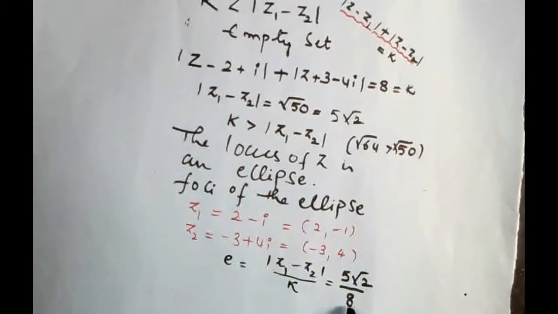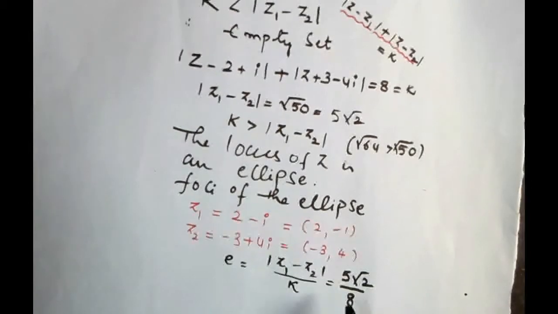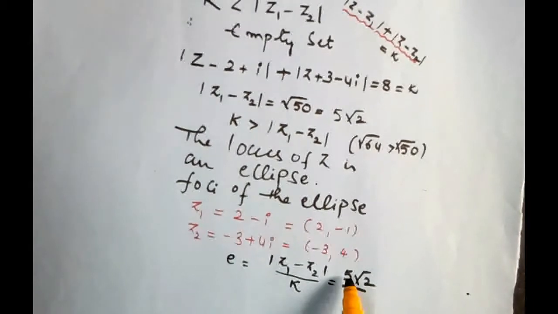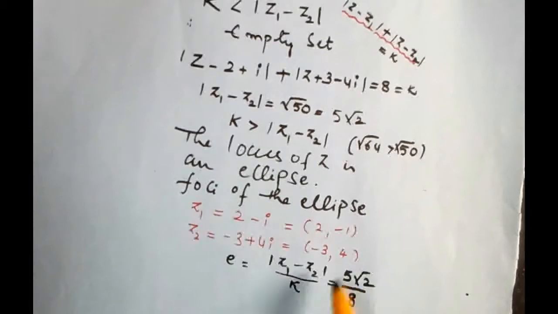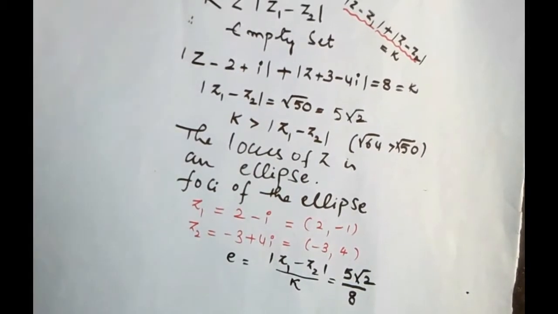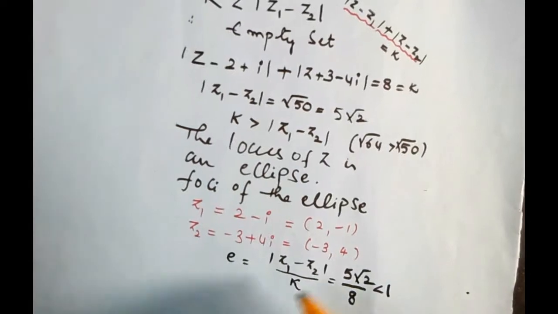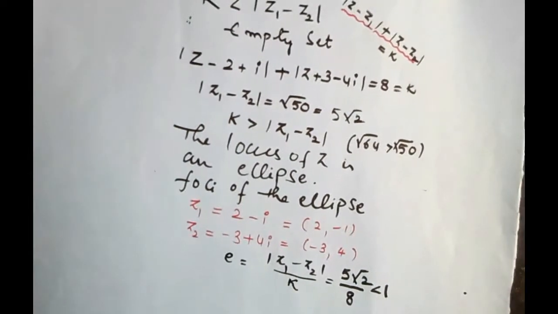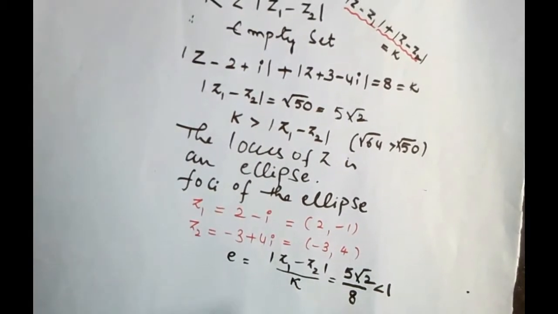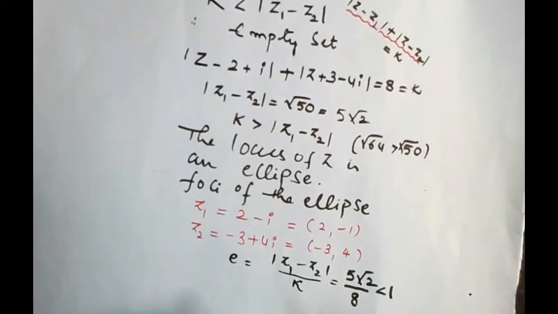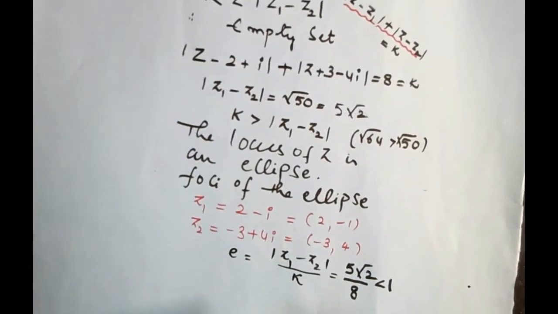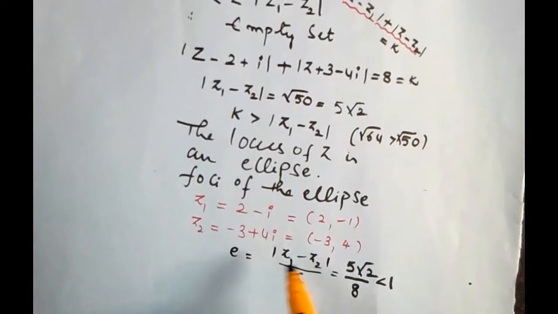Now one more thing you can observe: the denominator is 8, root 64, and the numerator is root 50. The denominator is more than the numerator, so this fraction is less than 1. Obviously it should be, because the eccentricity of an ellipse is always less than 1. So that's why it's correct. e is equal to 5 root 2 by 8. Now if you want the equation of the ellipse, you can also find it with the help of eccentricity and focus.